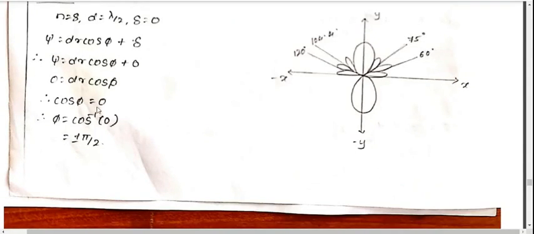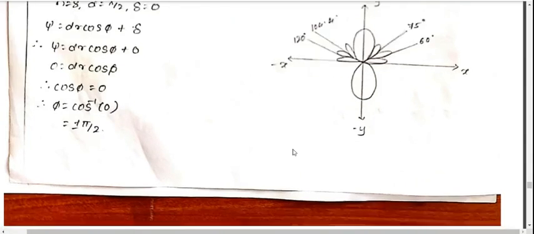So what is the meaning here? Maximum radiation will be generated perpendicular to the axis here. Okay. Now let us move on to the next one.